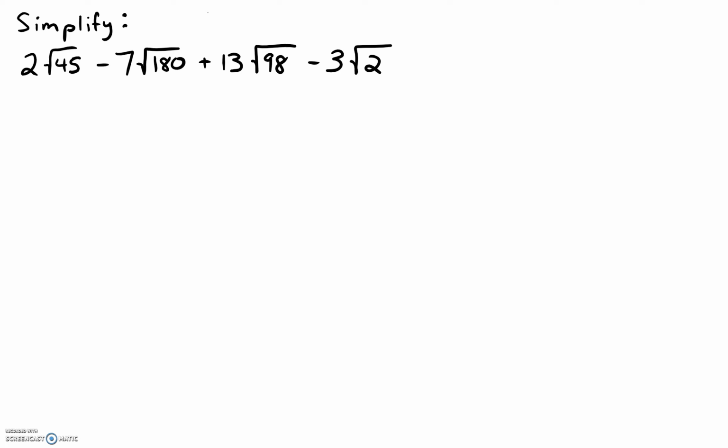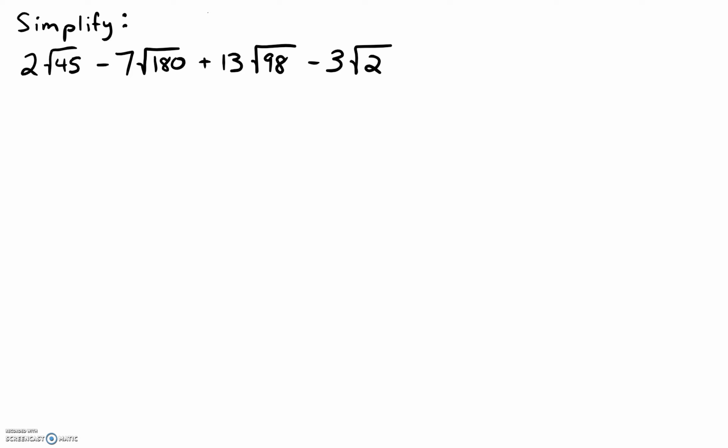But the nice thing about this, even though it's kind of crazy and there's a lot going on, is you can break this down step by step, piece by piece, and simplify each term. So what we want to do is use properties that we've talked about before. We want to write the 45, the 180, the 98, and we don't have to worry about the 2. But we want to try to write those first 3 to simplify those radicals, and we want to write them in terms of their factors, one of which is a perfect square.